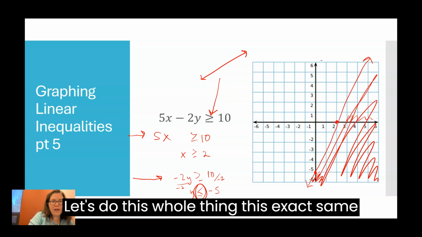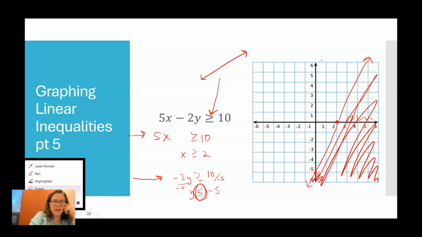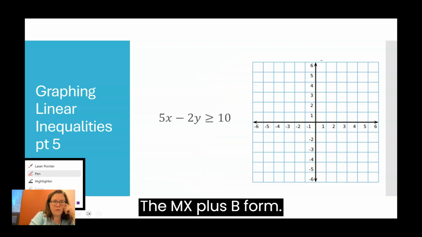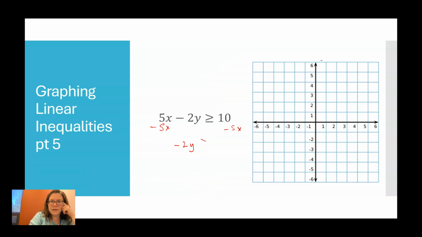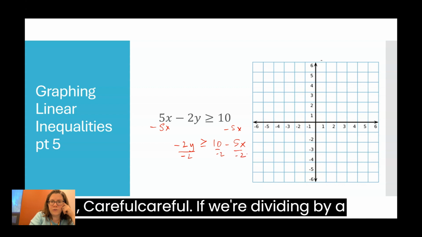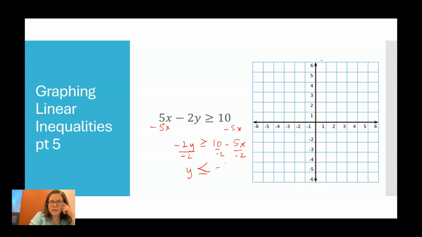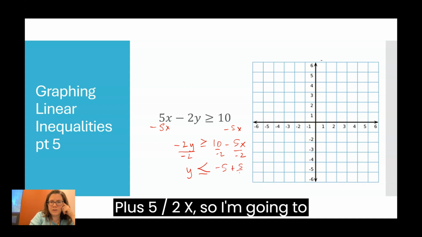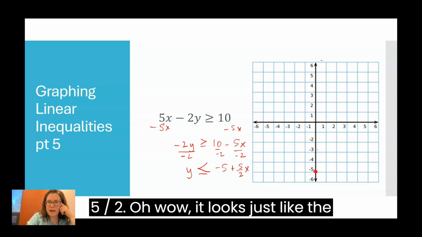Let's do this exact same problem one more time, but using the mx plus b form. So gonna move this to the other side. Gonna divide by -2. Careful, careful. If we're dividing by a negative, the sign has to switch. Plus 5 over 2x. So I'm gonna start at -5. I'm gonna go up 5 over 2.